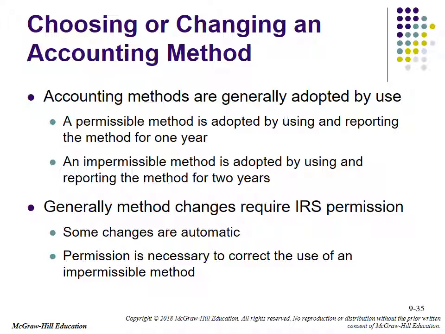Choosing or changing an accounting method. Accounting methods are generally adopted by use. A permissible method is adopted by using and reporting it for 1 year. Generally, a method change requires IRS permission. So if you wanted to change from cash to accrual, or accrual to cash, or cash to hybrid, you need to seek permission from the IRS to do that, and there are special forms.